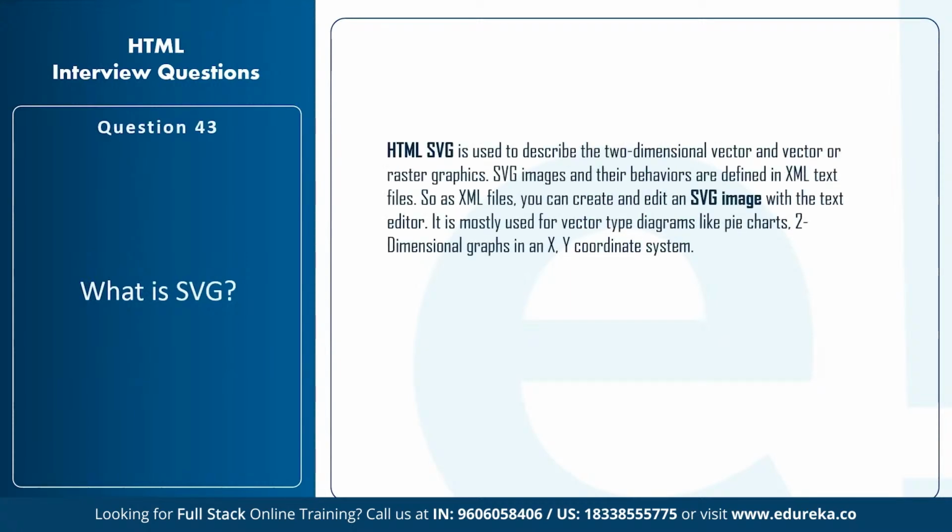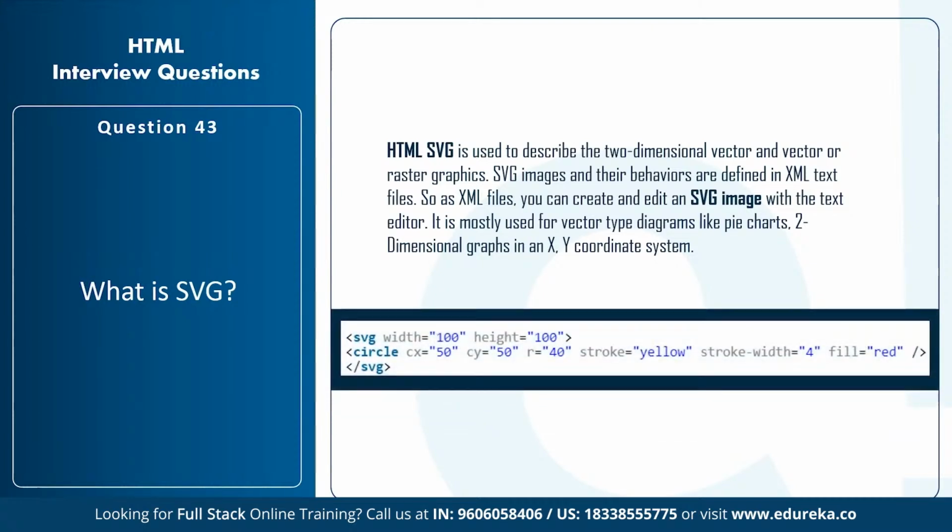The next question is, what is SVG? Now the HTML SVG is actually used to describe two-dimensional vector and vector or raster graphics. Now the SVG images and their behaviors are defined in XML text files. So what happens is, with the XML files you can create and edit an SVG image with the help of a text editor. Now this one is mostly used for vector type diagrams like pie charts or two-dimensional graphs in any XY coordinate system.